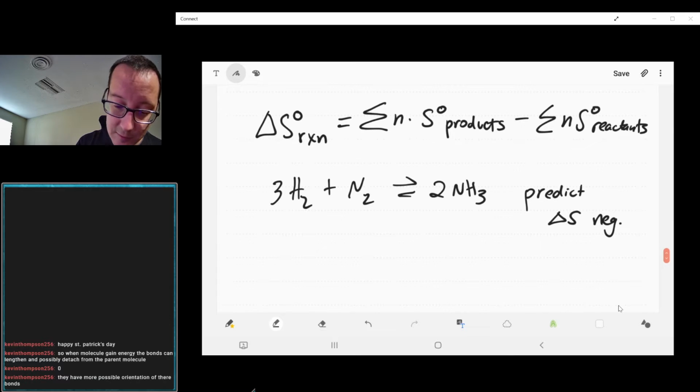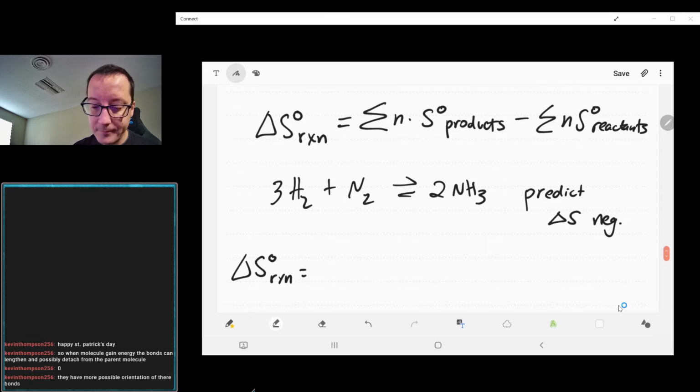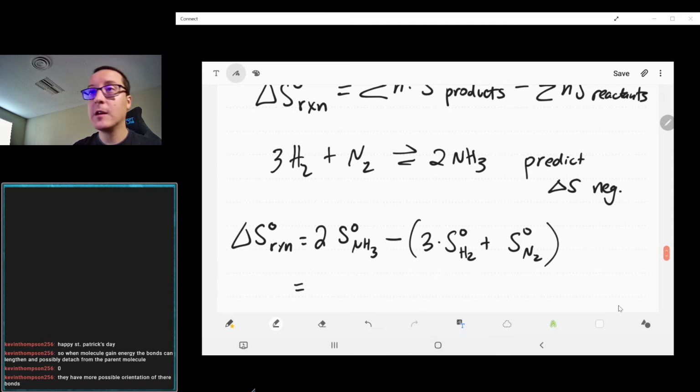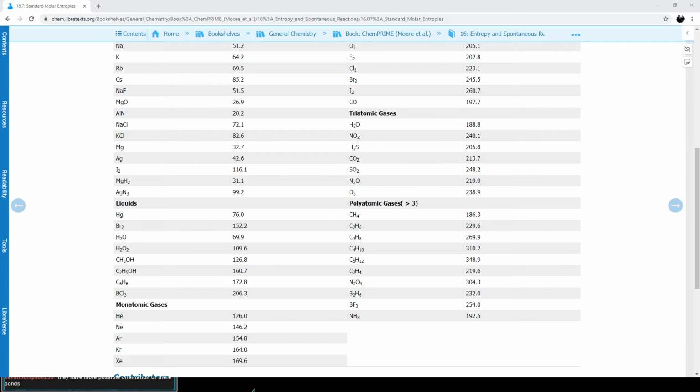So delta S for this is going to equal 2 times the S for ammonia minus 3 times the S for hydrogen plus 1 times the S for nitrogen. Let's go ahead and go back to that table and let's get those values.